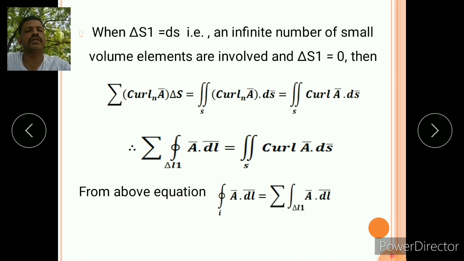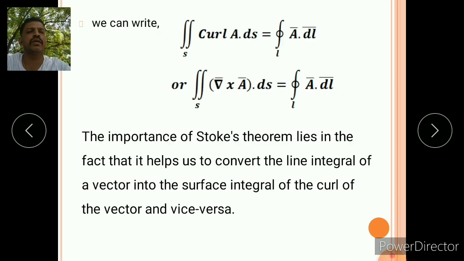From the above equation, we say that the closed integral of A · dl equals the summation of the small-path integrals of A · dl. We can write the surface integral curl A · ds equals the closed integral of A · dl, or del cross A · ds equals the closed integral of A · dl. The importance of Stokes theorem lies in the fact that it helps us convert the line integral of a vector into a surface integral of a curl of the vector, and vice versa. Okay, thank you.